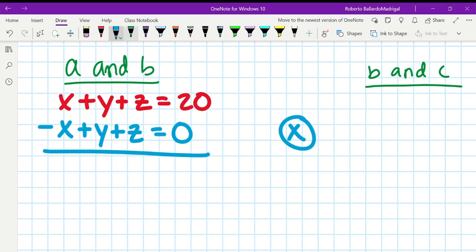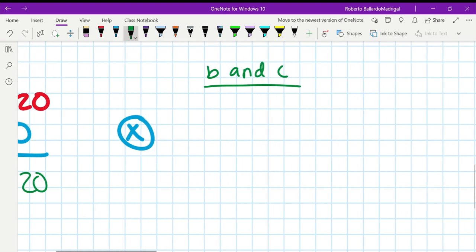All right, let's see what we get. So this is going to cancel out. We'll be left with 2y plus 2z equals 20. We'll come back to this a little later. Are we okay with this first pair? We're all good? Okay. Let's go to B and C.